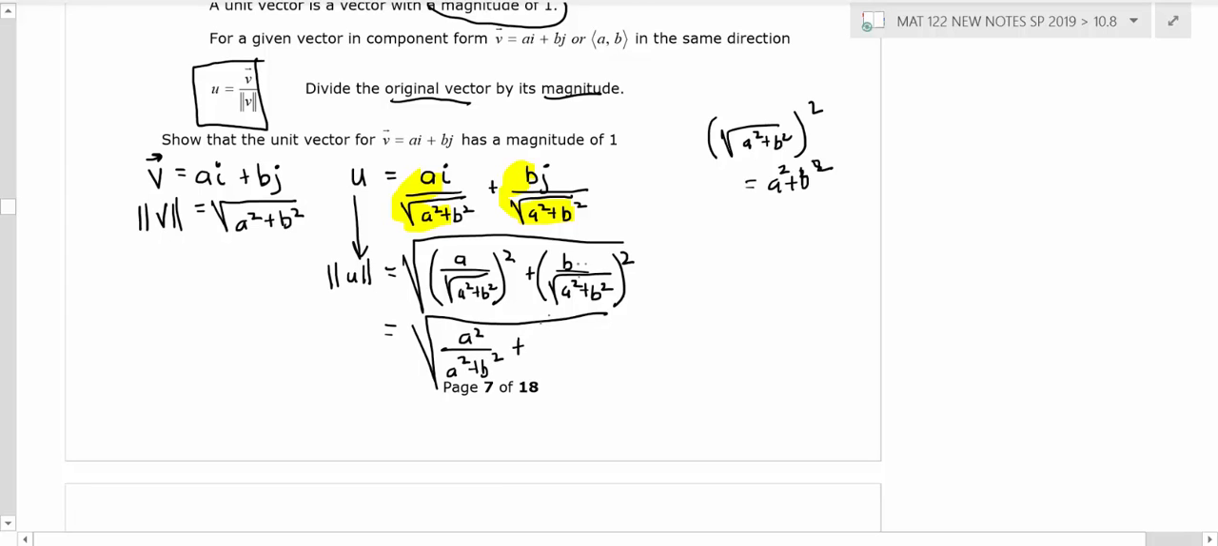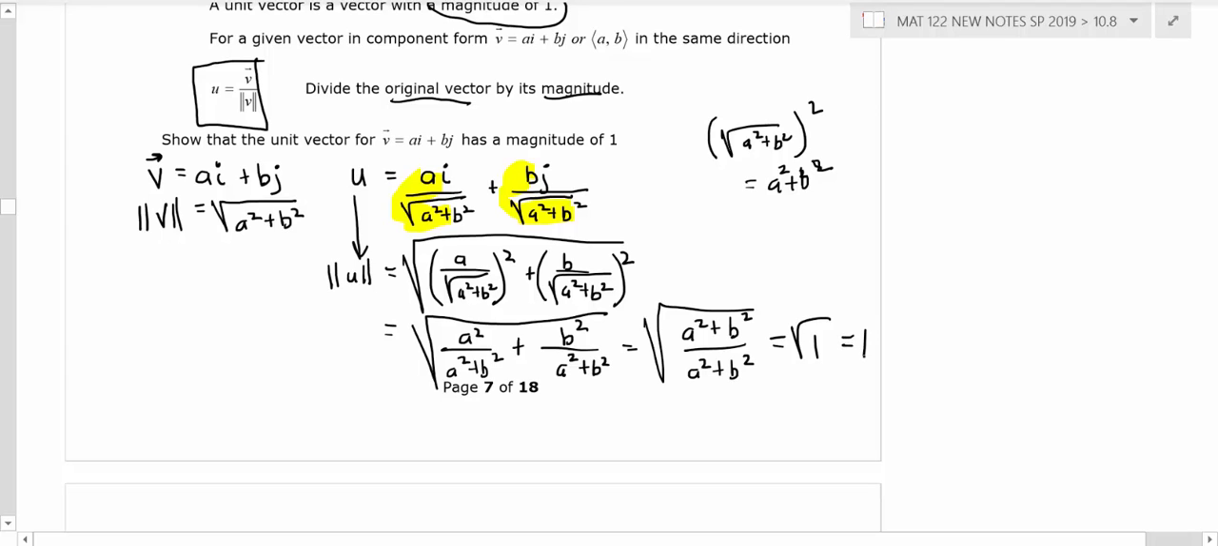When you do this second part, you're going to have b to the second. And again, when you square that radical, it comes off and gives you a squared plus b squared. Okay, like that. Well, I've already got two fractions with the same denominator. So if I put this together, I keep the denominator, I combine the numerator, and look what happens. What is the value of a squared plus b squared divided by itself? Yeah, it's 1. So the square root of 1 is 1.